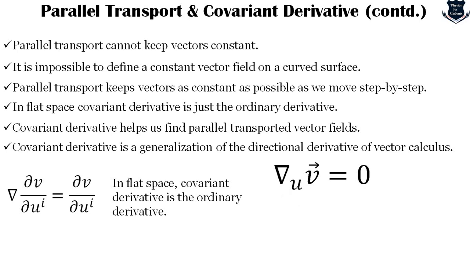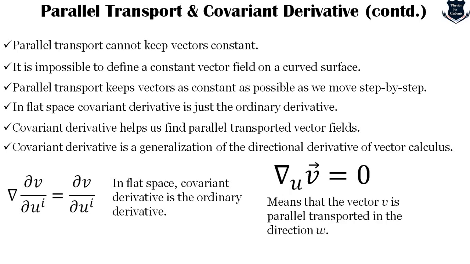And in case we get the covariant derivative equal to 0, that means that the vector v is successfully parallelly transported in the direction w. In the direction it should be u. Anyway, it doesn't matter. What I am trying to tell is that parallel transport is trying to keep the vector constant, yet it is impossible. And the covariant derivative is a tool which is trying to get the parallelly transported fields.